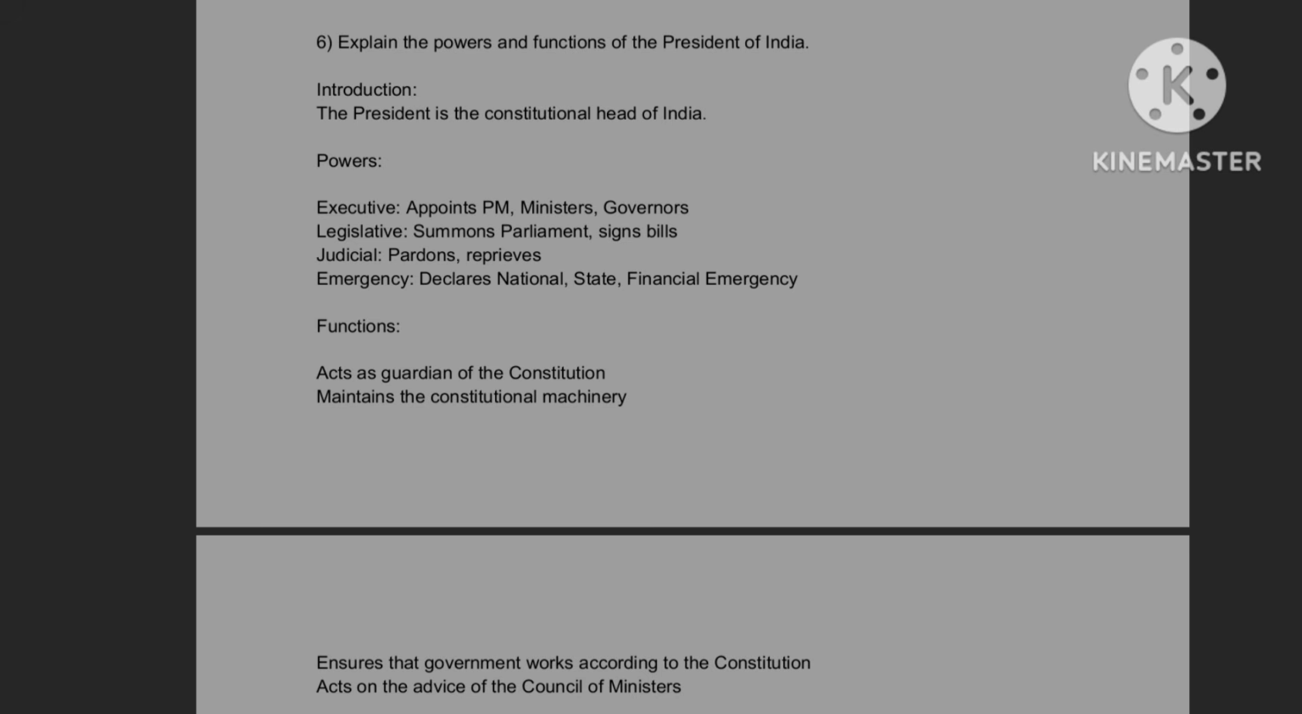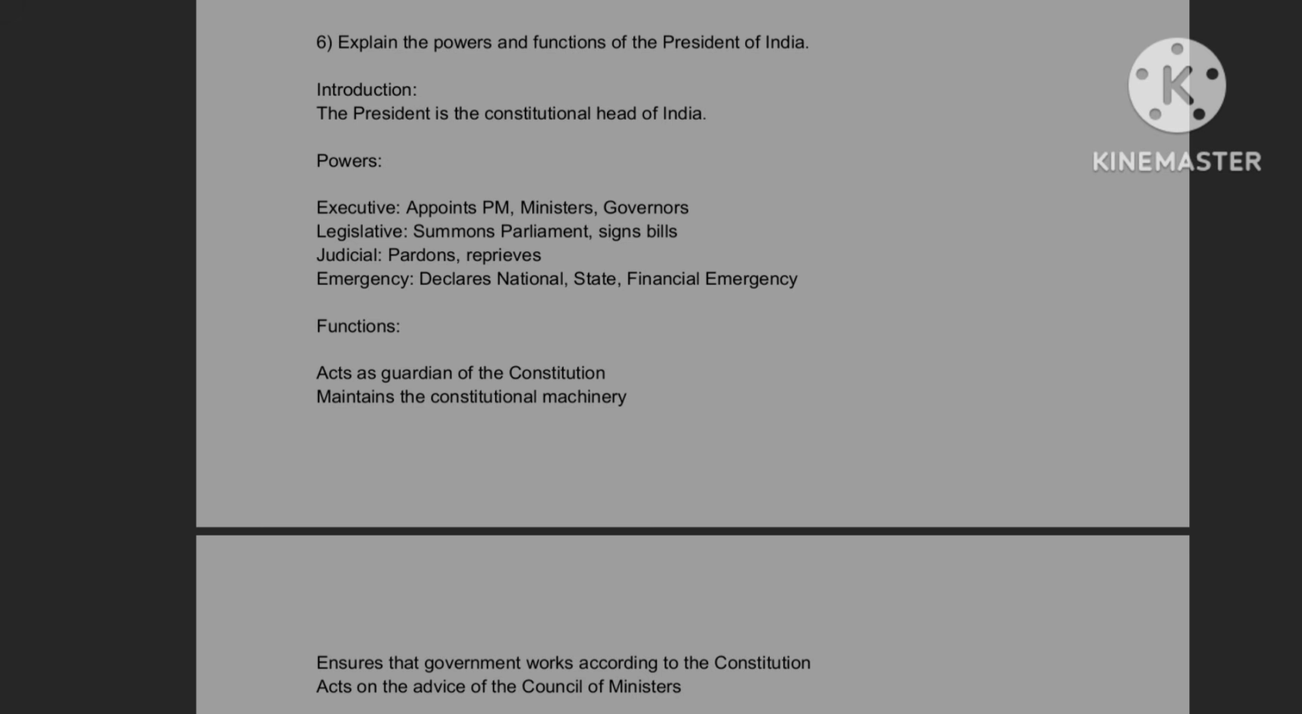The President is the constitutional head of India. Powers of the President of India. Executive power: they appoint the Prime Minister, Ministers and Governors. Legislative power: summons Parliament and signs bills. Judicial power: pardons. Emergency: they declare national, state and financial emergency.